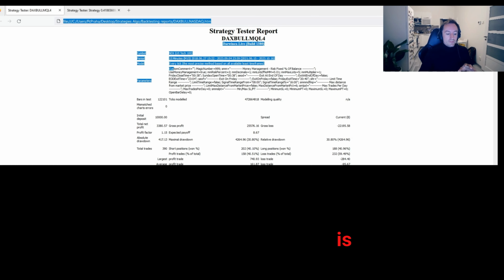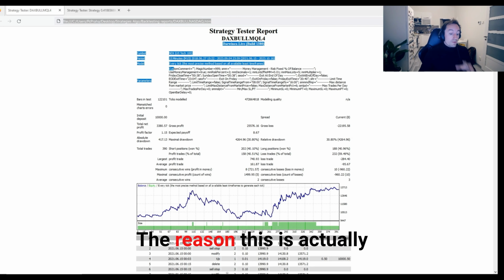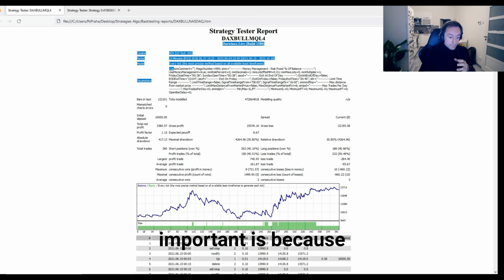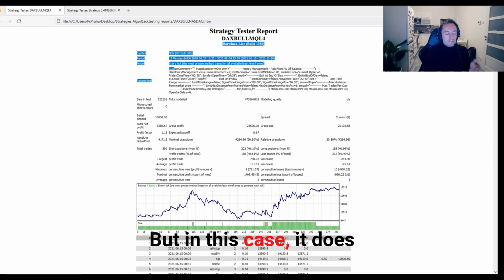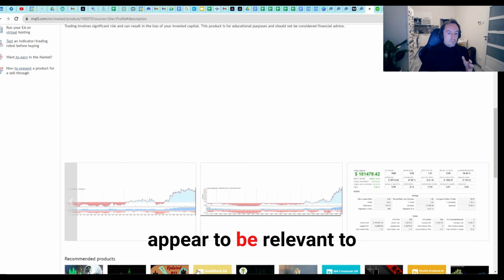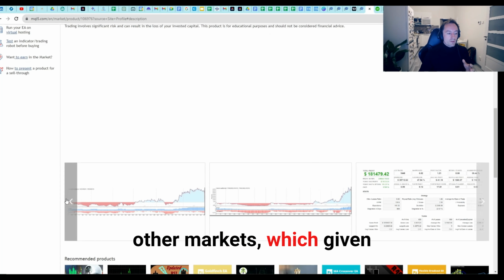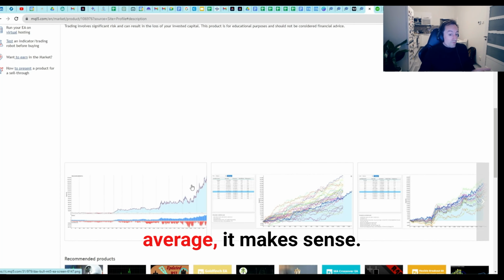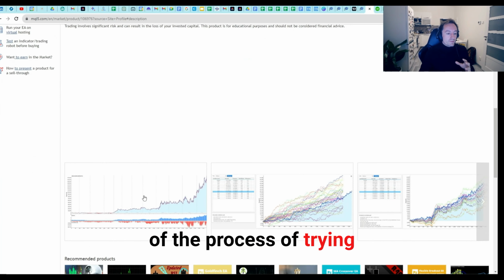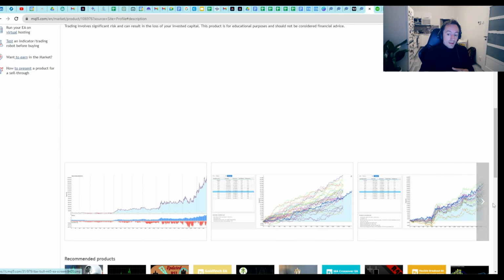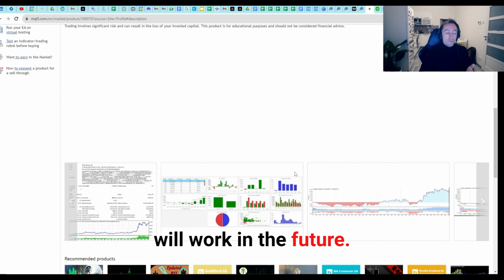Now, the reason this is important, forgive me, I've got a message. The reason this is actually important is because if it only works in one market, then it's probably overfitted to that market. But in this case, it does appear to be relevant to other markets, which, given it's just a simple moving average, makes sense. So this is part of the process of trying to avoid overfitting. It doesn't mean that it will work in the future.